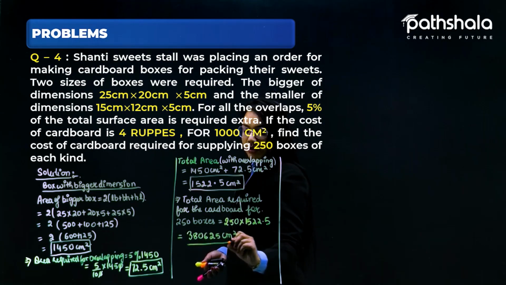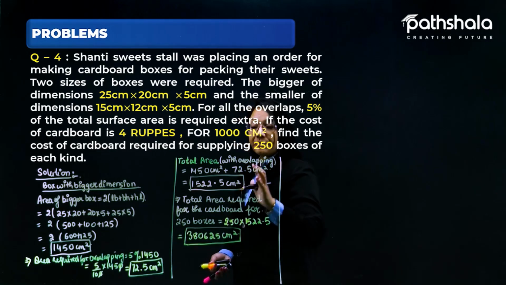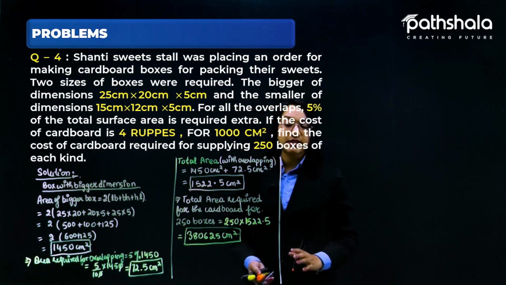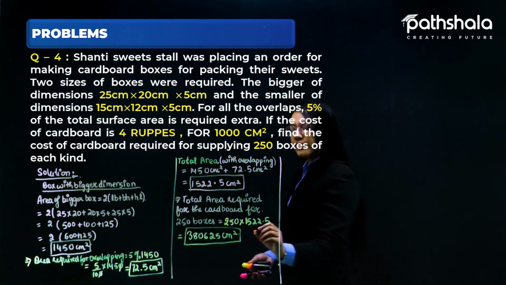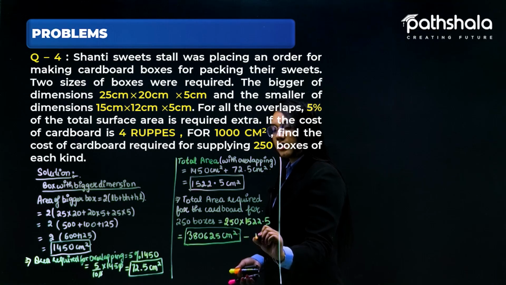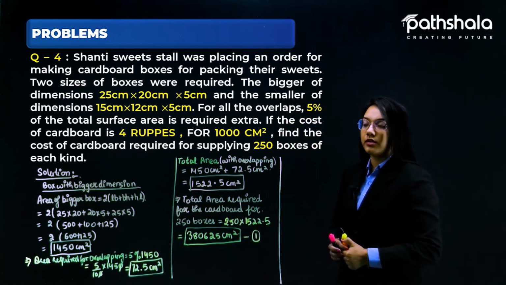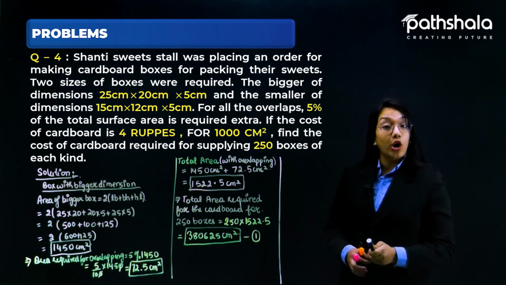So this is nothing but the total area which is required for the cardboard for 250 such boxes, and the box should be bigger in size, and that area is nothing but 380,625 centimeter square. So let us suppose I'm just taking it as equation number 1. Now in the similar way, just like we have calculated the total area for the bigger box, let's calculate it for the smaller box.